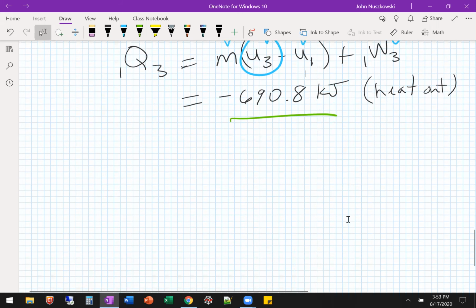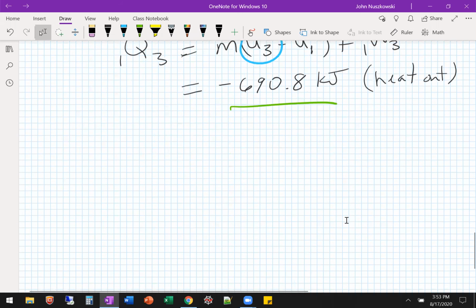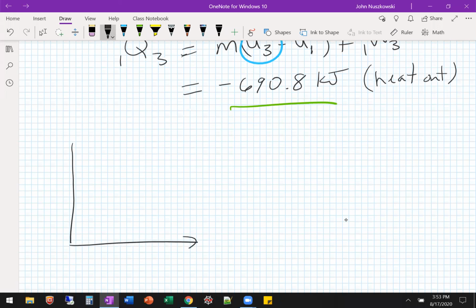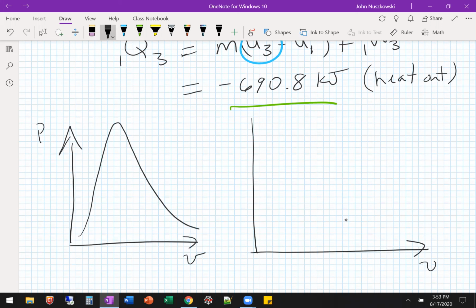All right, so then last thing, and you'll see this a little bit more too when we get to the next part, is I want to do some diagrams. You see a little bit of it in this explanation. So let's do PV and TV. Okay.